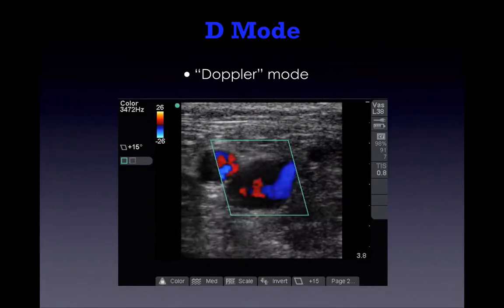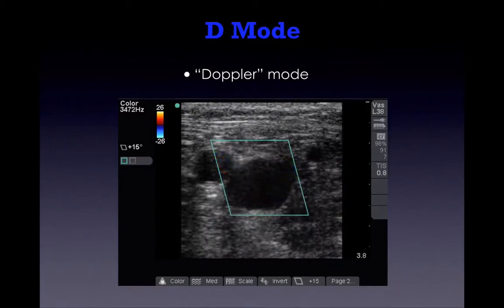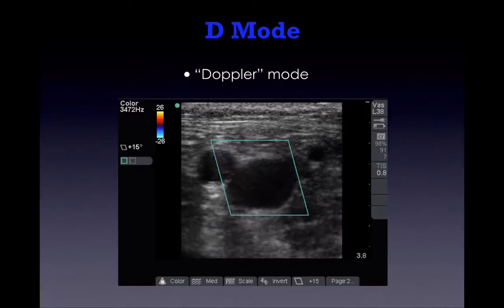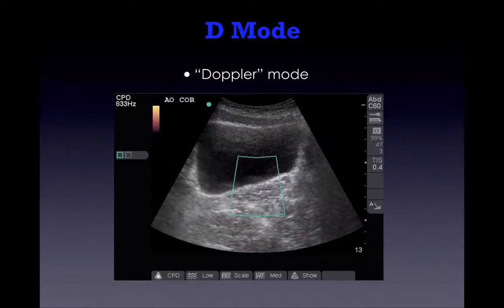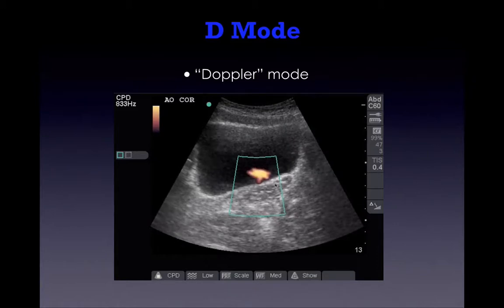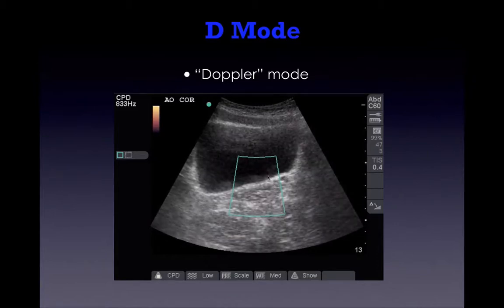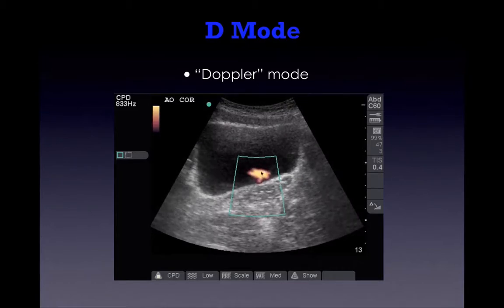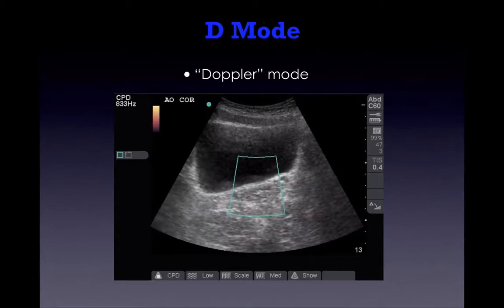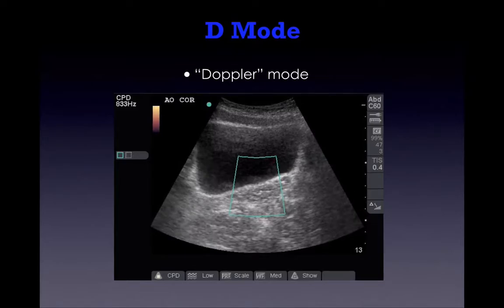And again, that doesn't indicate arterial or venous. It just indicates direction of flow. We'll talk about that later at some other time. This is a bladder, and these are ureteral jets. That's actual urine going into your bladder. And we look at those when we're trying to see if a patient has a kidney stone.